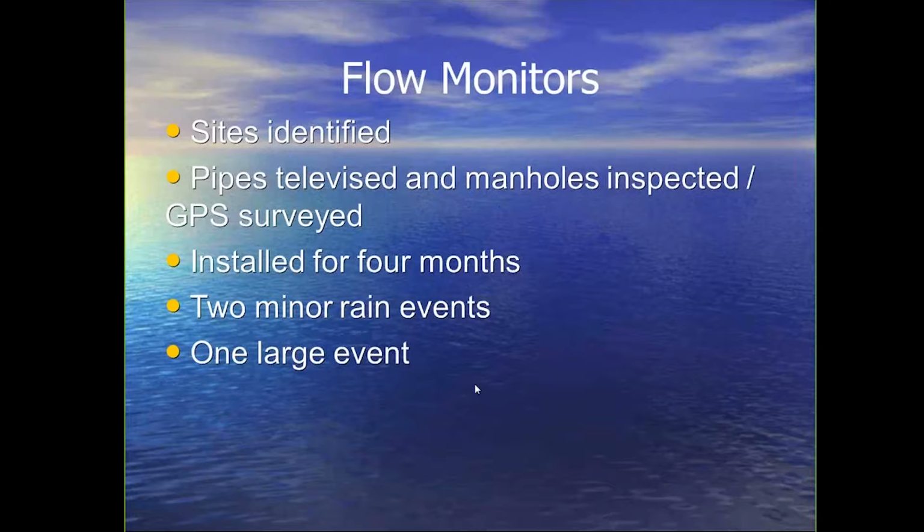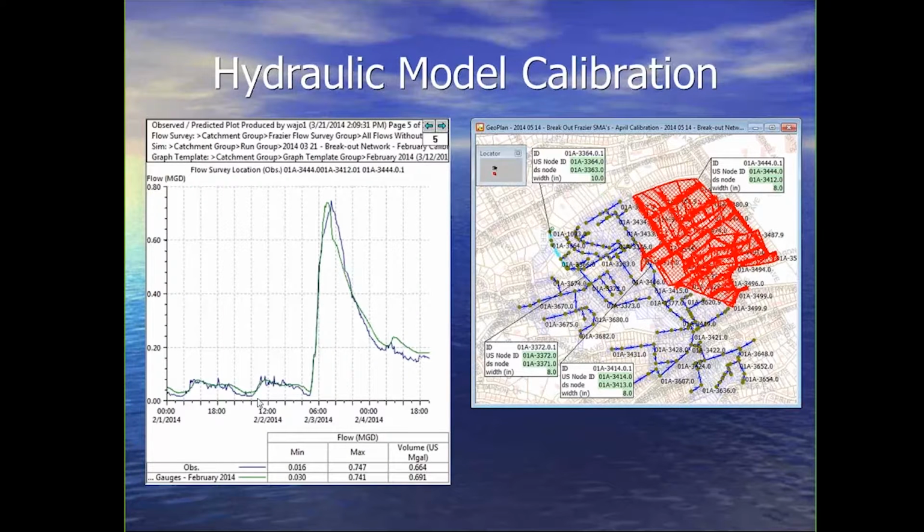So we identified the sites. We televised the pipes, and manholes were inspected and surveyed just to make sure that everything was all right. We installed the meters for 4 months. We had 2 minor rain events and then 1 large event. So we did our hydraulic model calibration, and those of you who are familiar with InfoWorks CS or ICM may recognize these subcatchments here. This is from the hydraulic model calibration report I prepared. This is the SMA in here, this area, and the monitored pipe was here, and you can see the calibration here between the observed and the model flow.